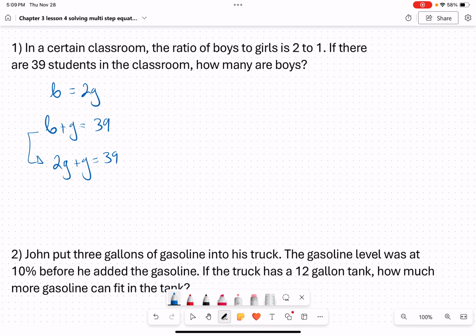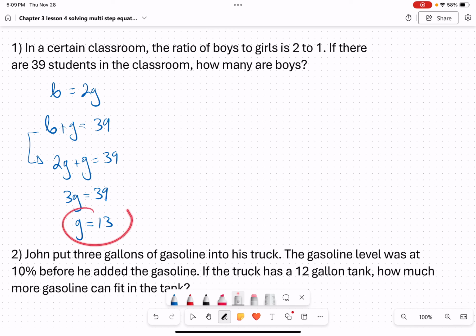And we add the like terms. So we're going to have 3G is equal to 39. And then we divide by 3 to isolate the G. And we get G is equal to 13. That is that there are 13 girls in the classroom. And if there are 2 times more boys, we can just multiply 13 by 2, or we can substitute this value into any one of the 2 equations.